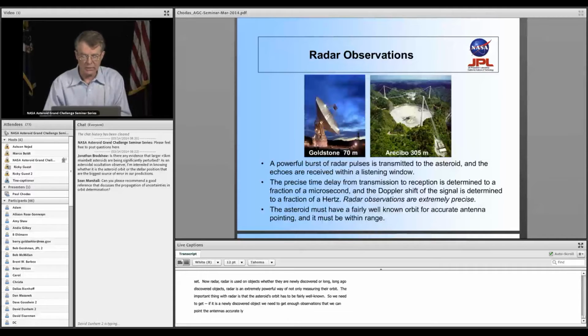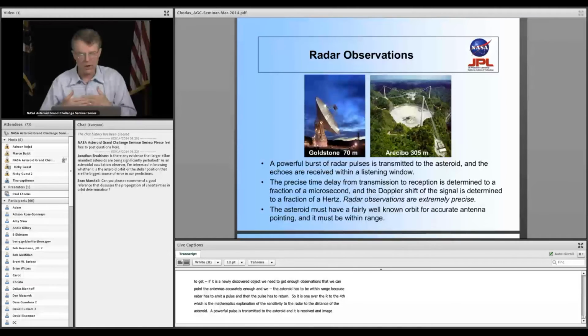and the asteroid has to be within range, because radar has to emit a pulse, and then the pulse has to return, so it's 1/r⁴ actually is the mathematics explanation for the sensitivity of the radar to the distance of the asteroid. A powerful burst of pulses then is transmitted to the asteroid, and the echoes are then received in a listening window, and images can be made from that.